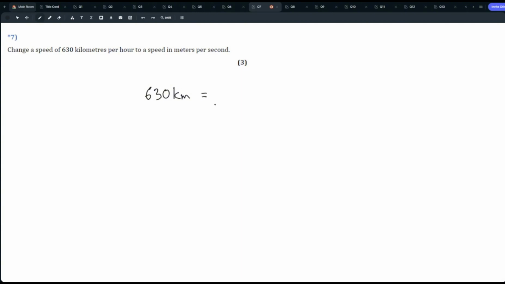So we want to work out meters per second. So this is 630 kilometers per 1 hour. Okay, that's where we are at the start. We want to work out what this will be in speed in seconds. So what we need to do is change the hours first. We can start with that one. Now this is 1 hour. How many seconds are there in an hour? Well, 1 hour has 60 minutes, which has 60 seconds per minute. So this will be 3,600 seconds. So 630 kilometers equals 3,600 seconds.